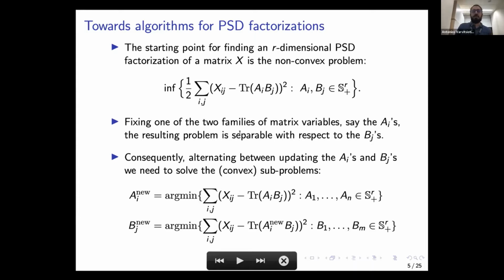Probably the first thing you would try is some kind of alternating optimization between the A's and the B's. You alternate between minimizing with respect to the A's, the n PSD matrices A1 up to An. In the first program here, the B's are fixed and I'm just minimizing over the A's. After I update my A's, I minimize again over the B's. So just do coordinate descent where I have two blocks, the A's and the B's. That would be a natural thing to do.